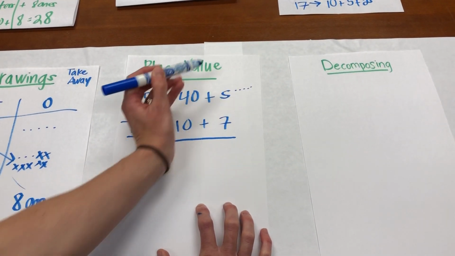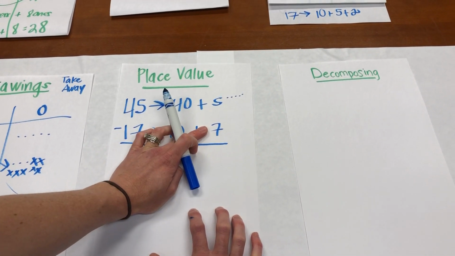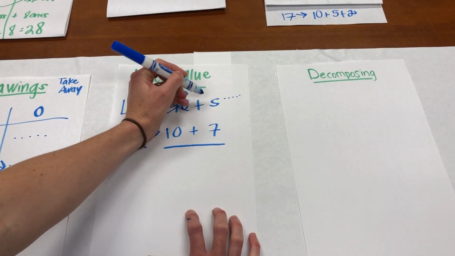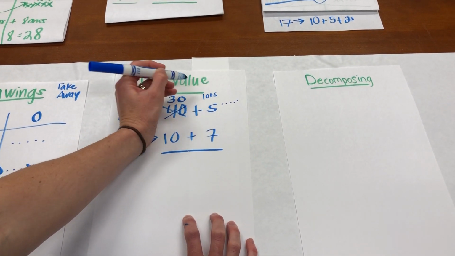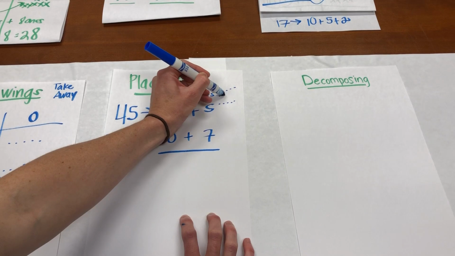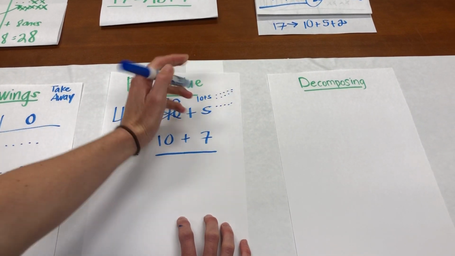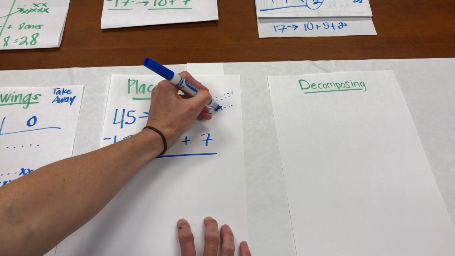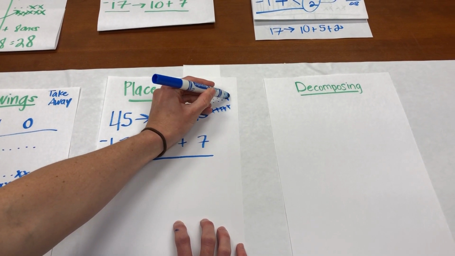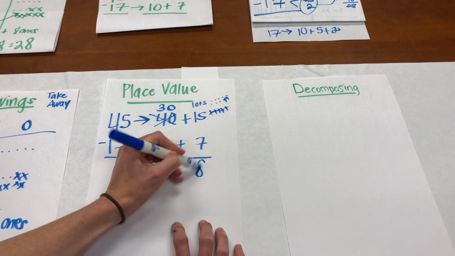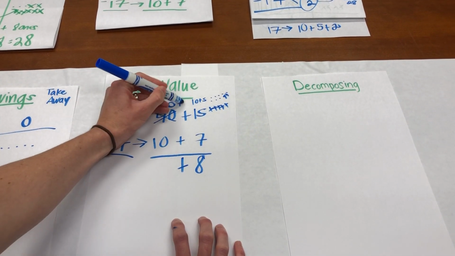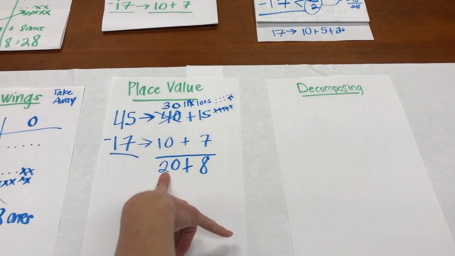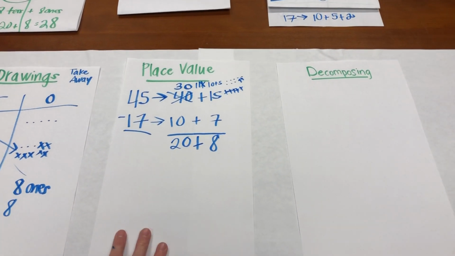Again, you can bring your drawings in here to help to automatically see I don't have enough to take away 7. So I must take away a 10, and I must exchange it to have 10 additional ones, which turns this into a value of 15 ones total. I can see, take away my 7. I'm left with 8 ones. I've got 3 10s. I must take away an additional 10, and I'm left with 2 10s, which is 20 plus 8, which is 28.